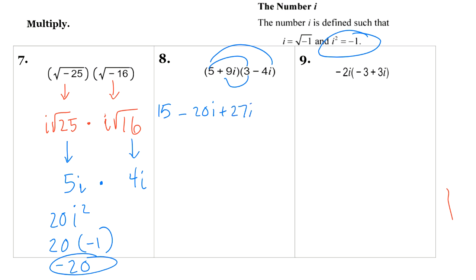And then the last, I have a +9i and a -4i. So I get -36i squared. So 9 has an i and 4 has an i. So when I multiply 9 and 4, I get 36. And then i times i is i squared.